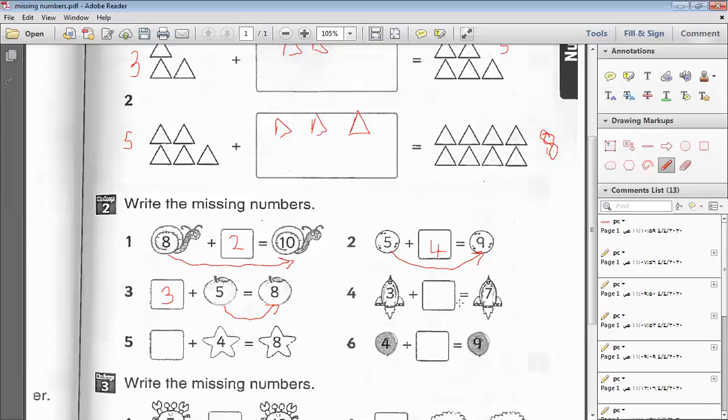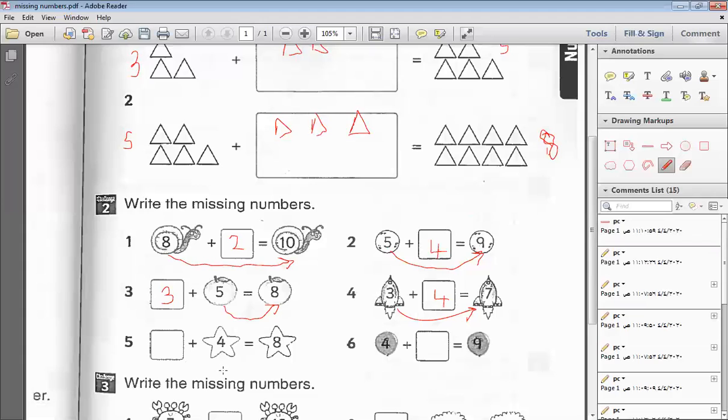Okay. Here, this is the missing number because he's giving me the total. So I will count from the smaller to the bigger. After the 3, 4, 5, 6, and 7. How many fingers did I open? 4.